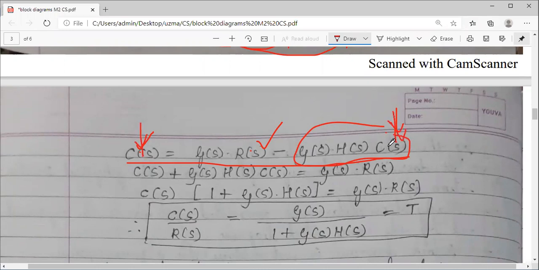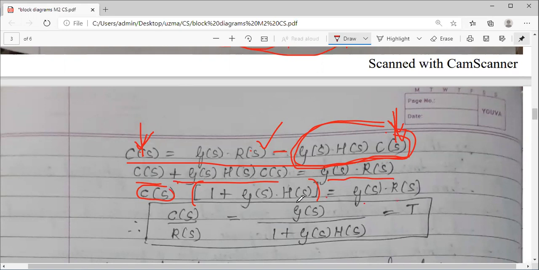So you can take the terms common, and C of S can be taken out as a common term. So what I have done, this second part I have taken to the LHS. C of S plus, this is minus, when it comes to LHS, it becomes plus G into H into C, which is equal to G into R. Now I will take C of S common at the LHS. So you'll be left with, in the bracket, 1 plus G into H, which is equal to G into R.